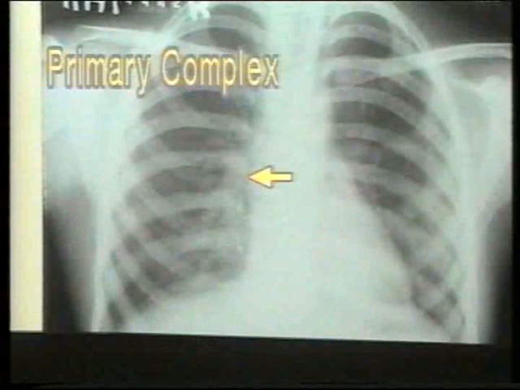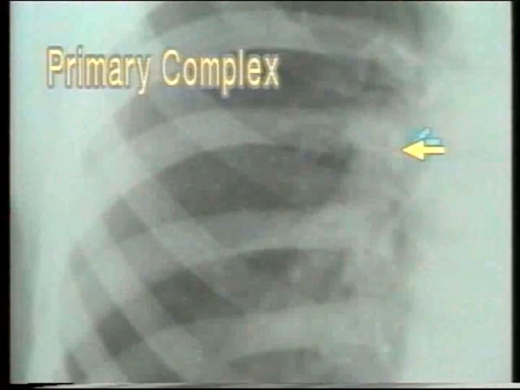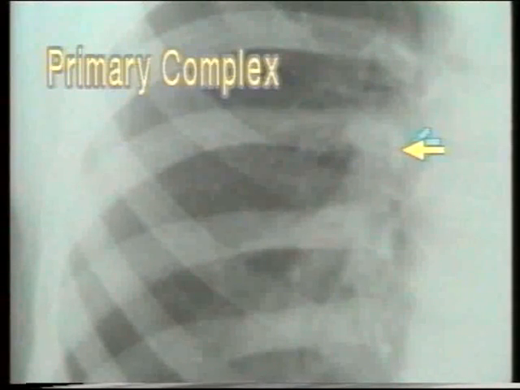This is an X-ray of a primary complex. Note the increased density in the hilar region. Let's have a closer look. These are hilar lymph nodes seen as well-defined nodular dense radiopacities in the region of the hilum in line with the parenchymal lesion.